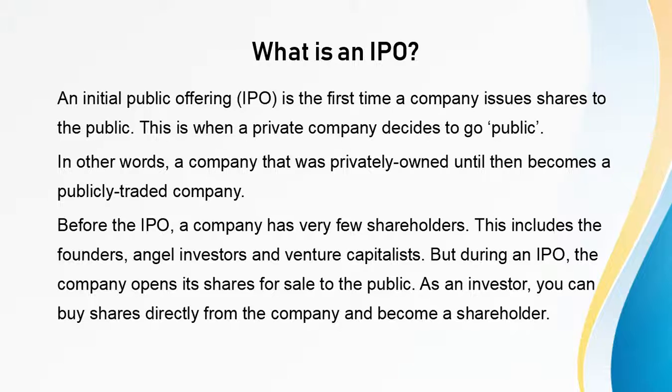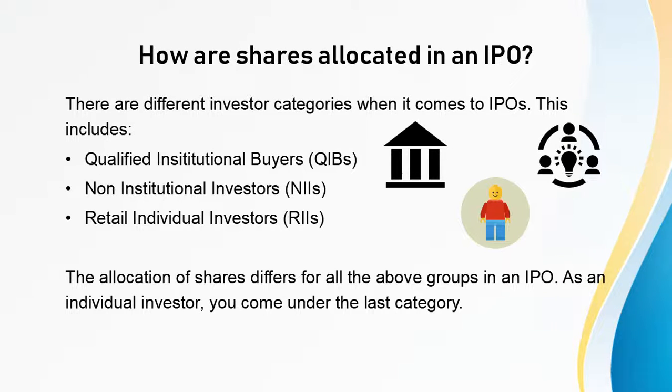Before the IPO, a company has very few shareholders. This includes the founders, angel investors, and venture capitalists. But during an IPO, the company opens its shares for sale to the public. As an investor, you can buy shares directly from the company and become a shareholder.